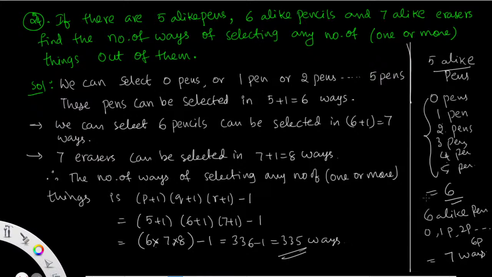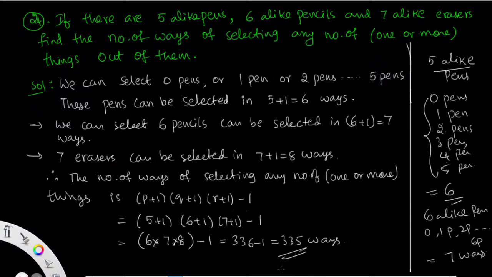That is the formula for the number of ways of selecting any number of 1 or more things, in the form (P plus 1)(Q plus 1)(R plus 1) minus 1. So that is 5 plus 1: 5 pens are there, 6 pencils are there, 7 erasers are there. From this minus 1, because the selection of 0 things, nothing, is one way that we have to subtract. So that is why we write minus 1. So the total value becomes 335 ways.